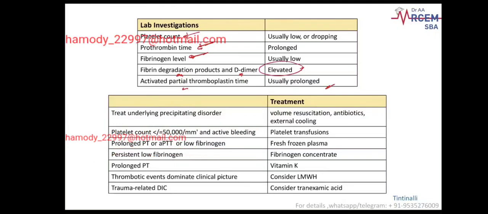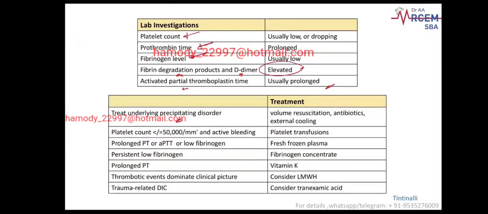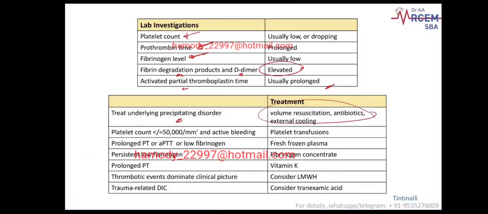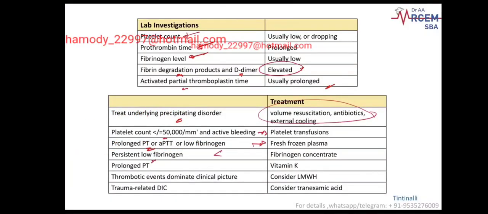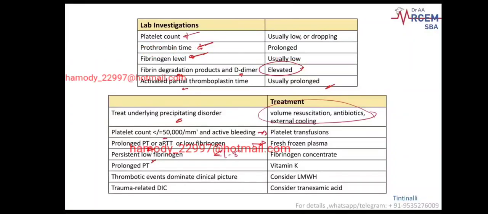So what will you be doing here? Symptomatic treatment. What is the underlying cause? Treat the underlying cause first. Along with it, if the platelet count is less than 50, give platelet transfusion. For prolonged PT and APTT, give FFPs. For persistent low fibrinogen levels, especially less than 1.5, give fibrinogen concentrate.